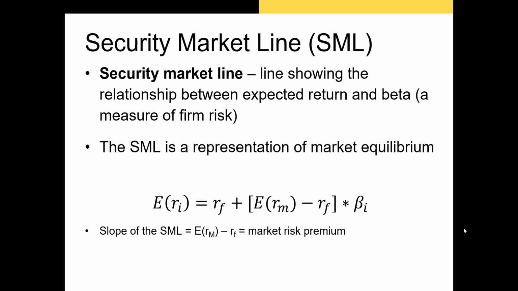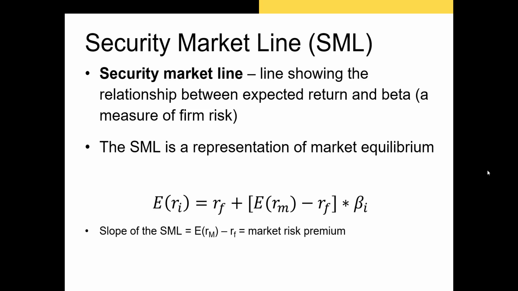All right, so what is the security market line? Well, the security market line is a graphical representation of the relationship between beta and the expected return on a given stock. So I've given you the formula here. It essentially says the expected return on stock i is equal to the risk-free rate, Rf, plus the quantity of the expected return on the market minus the risk-free rate, times the beta of stock i.